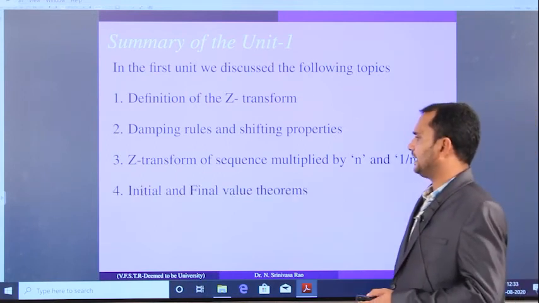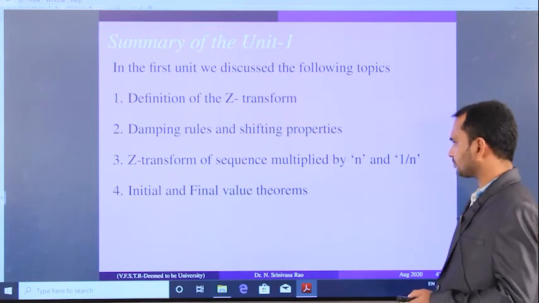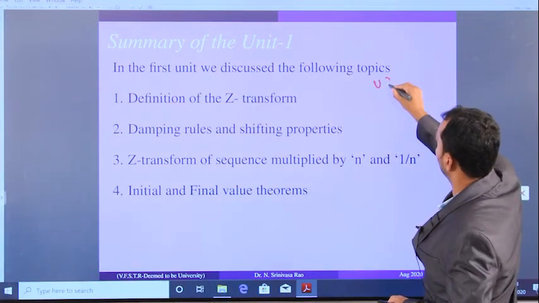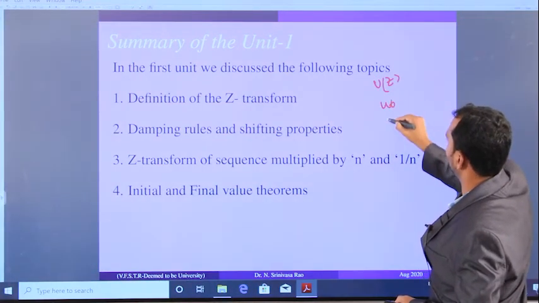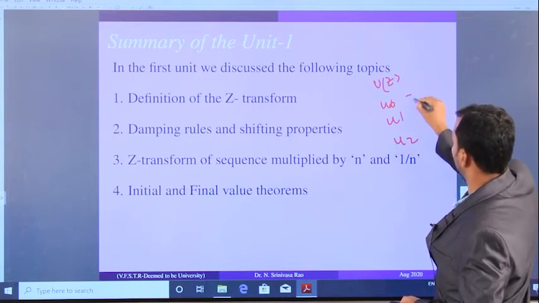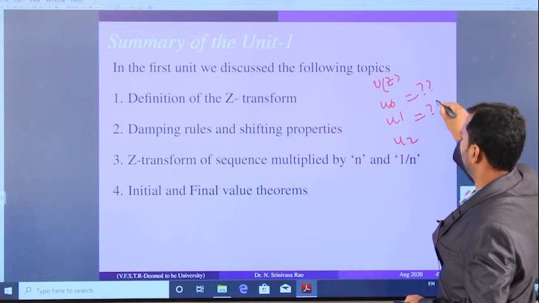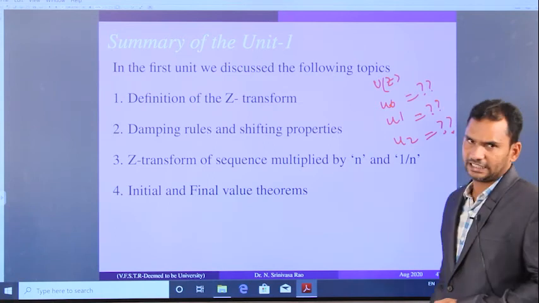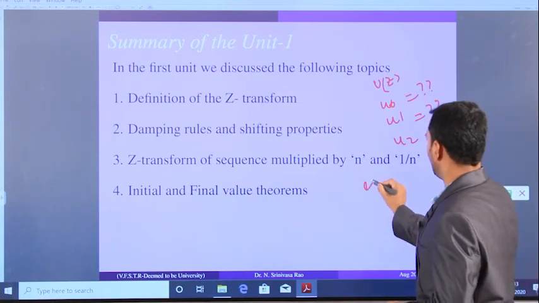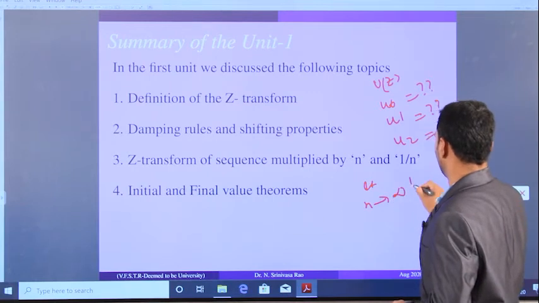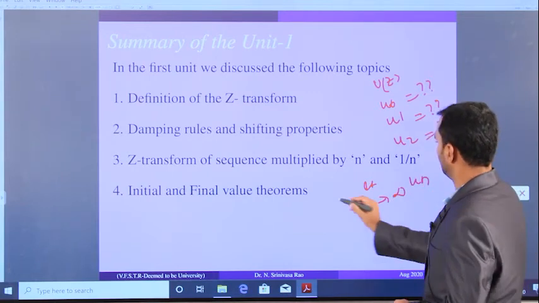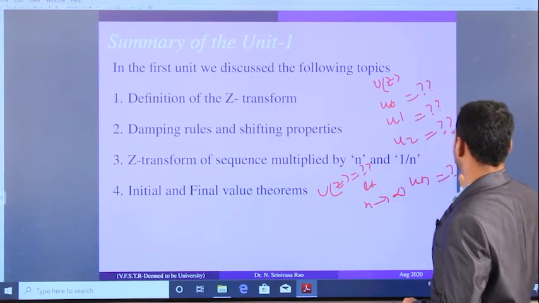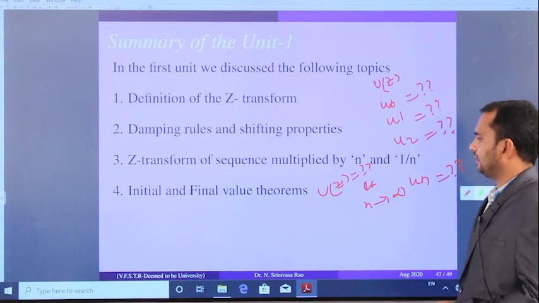The fourth part is initial and final value theorems. I have told you already what the initial value theorem is. If u of z or f of z is given, how to find u0, u1, u2 and so on. So this is called the initial value theorem in Z transformation. Similarly, what is the final value theorem? Final value theorem means how to find limit n tends to infinity un, if u of z is given. So this is called the final value theorem in Z transformation.